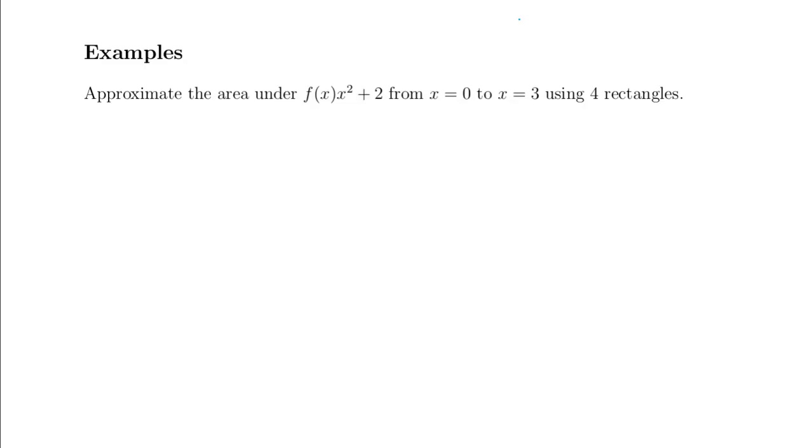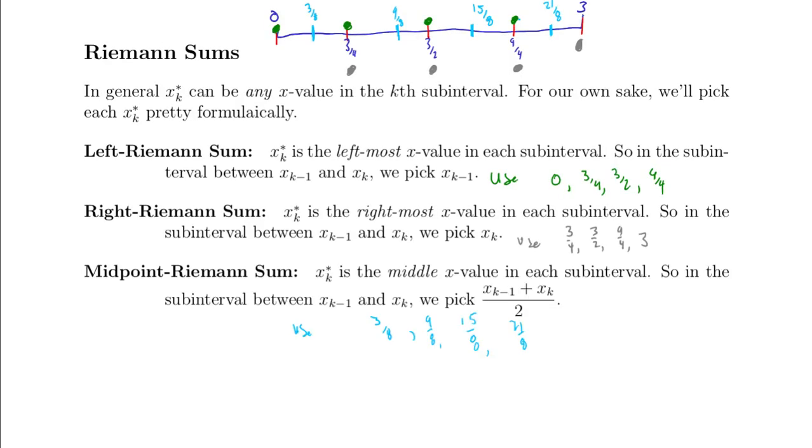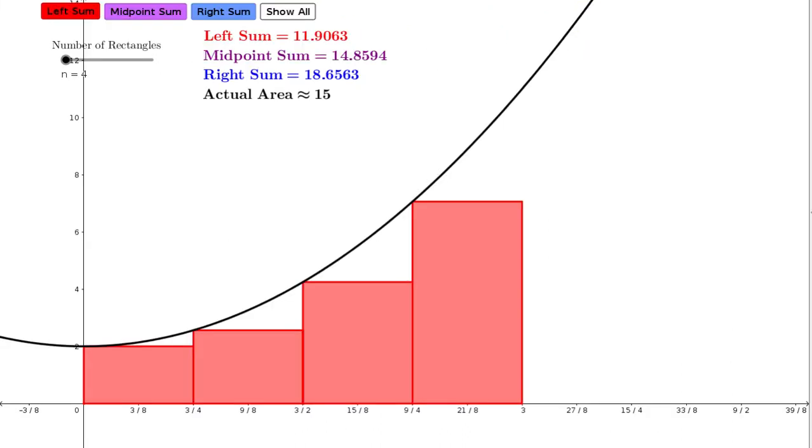Before we do some of these examples, we'll do this with a left Riemann sum, a right Riemann sum, and a midpoint Riemann sum. I want to show you visually what the rectangles look like, so that we can get a bit of an idea of what's going on here. So here we can take a look at what these actually look like.